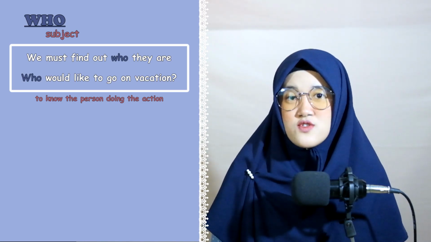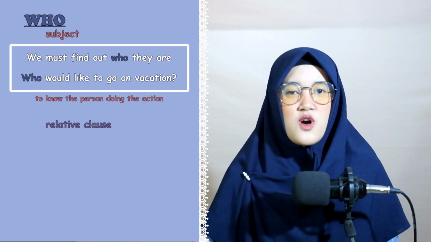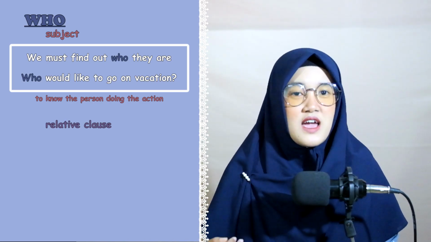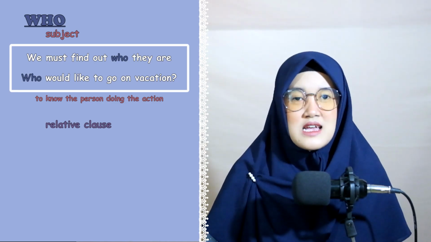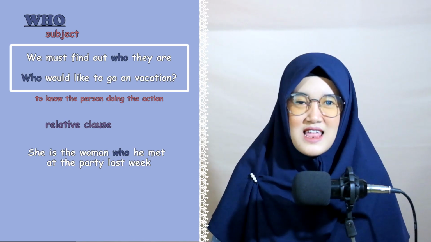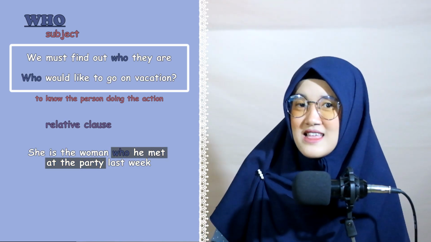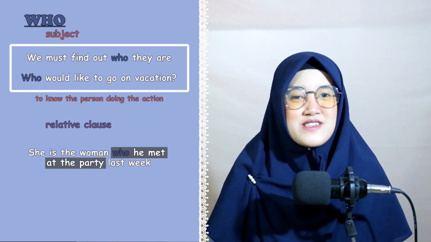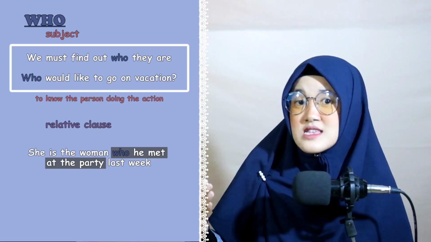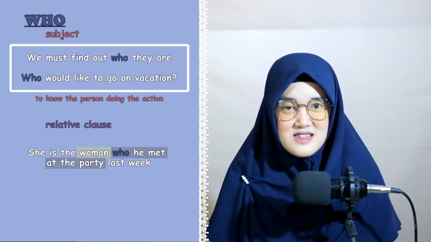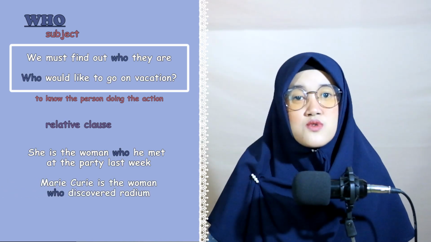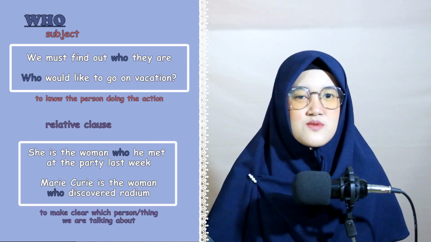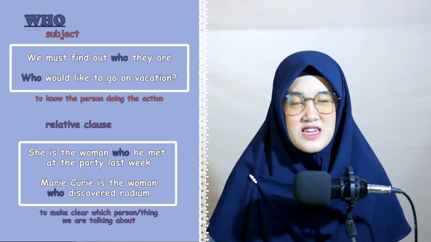Who can also be used as a relative clause, which is often used to refer back to someone or a group of people or animals in a sentence. She is the woman who he met at the party last week. Who he met at the party is a relative clause because it describes the subject of the sentence, which in this case is the woman. Marie Curie is the woman who discovered radium. We use who as a relative clause to make clear which person or thing we are talking about.